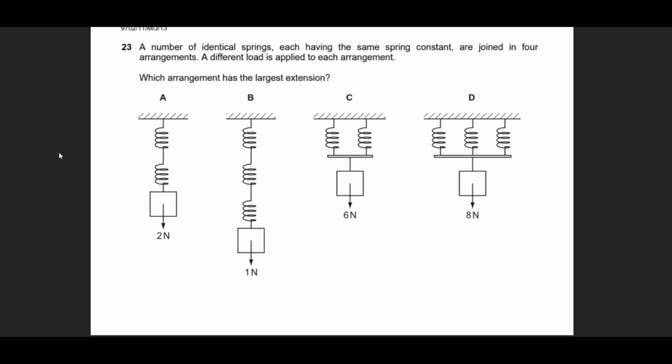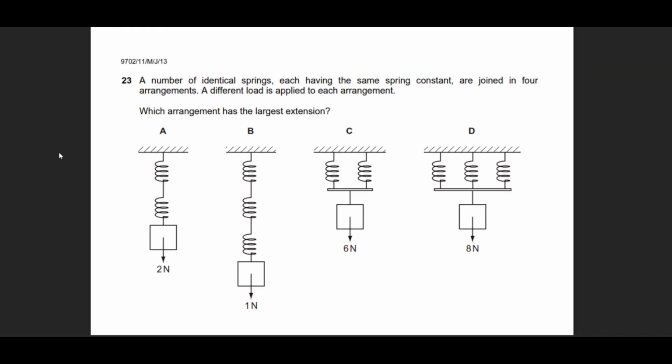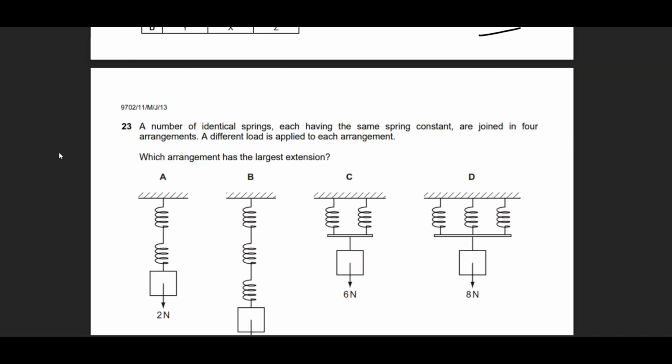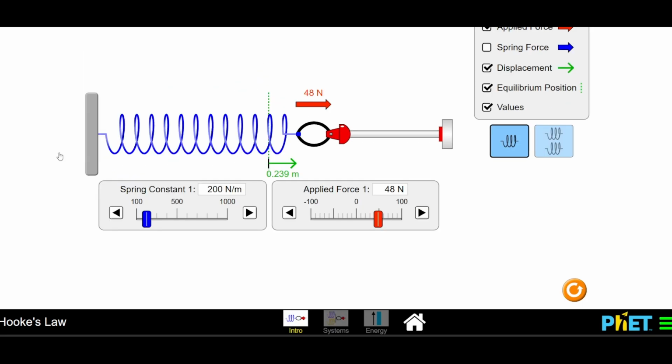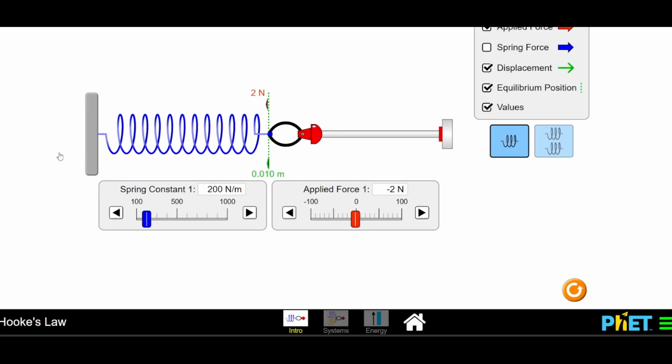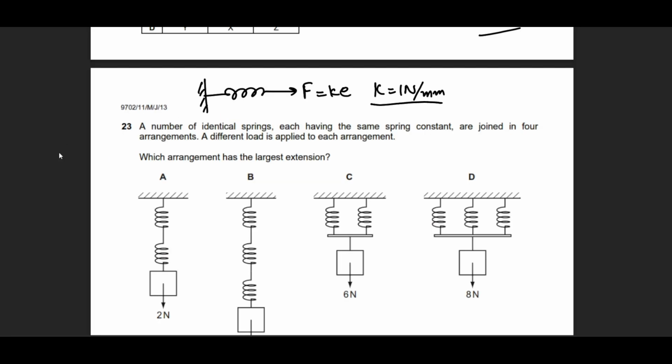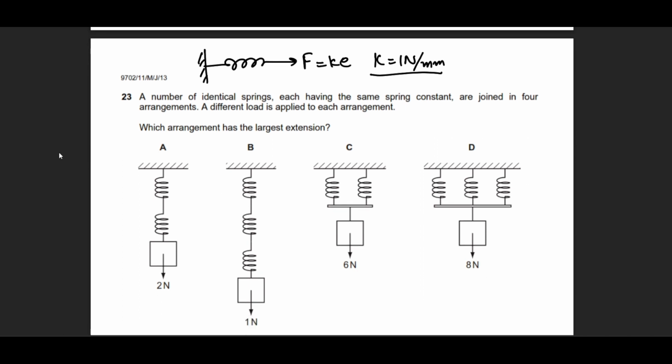Let's assume for this question that there is a single spring that has a spring constant of 1. What would that mean? A spring constant of 1 means 1 newton per millimeter, right? So in this situation, we are assuming that there is a single spring, and we know that the spring constant is this one. We're keeping it as a unitary method, 1 newton for 1 millimeter. It will make things simple.